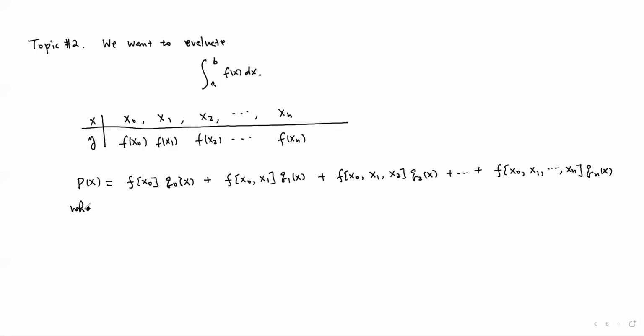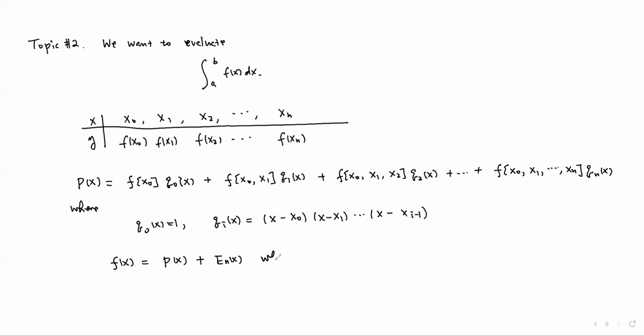Where, recall that Q0 is 1. Qi is x minus x0 times x minus x1 up to x minus x(i minus 1). Right? Newton form. The error term: a general function f and polynomial P, of course, they are not equal. To make them equal, we need to add the error term.